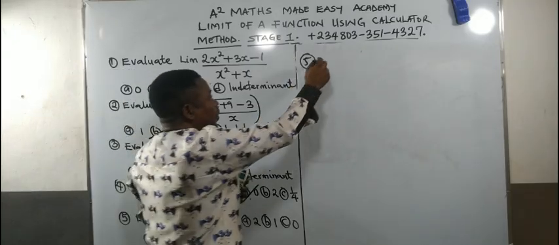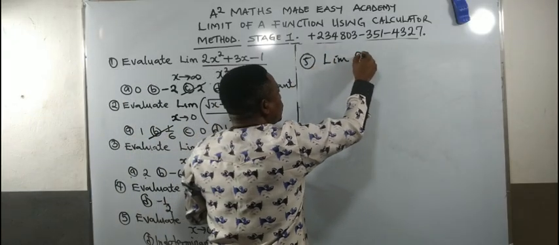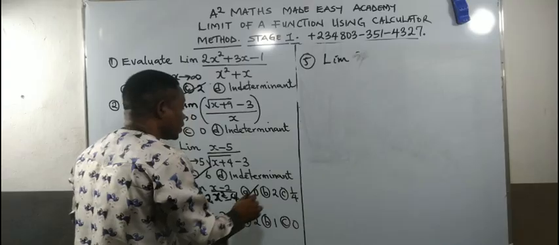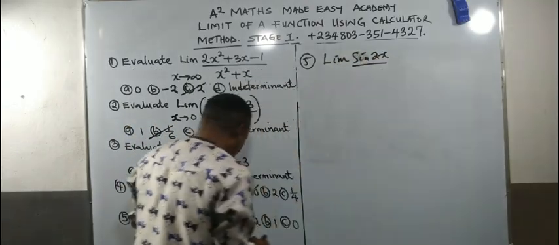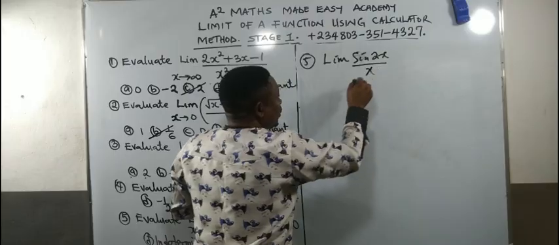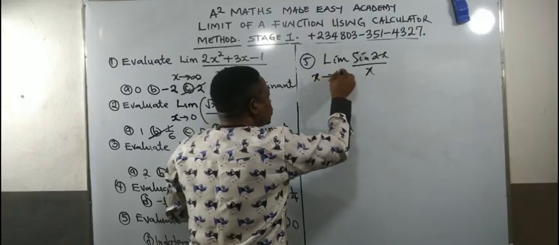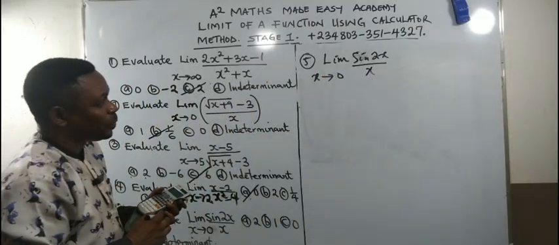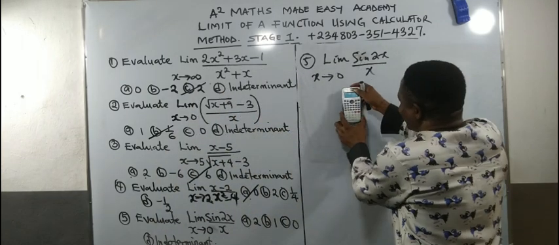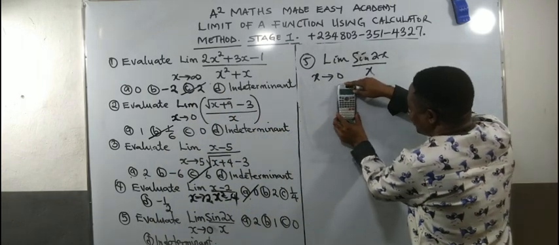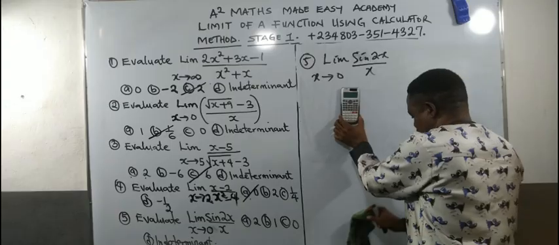Now let us write the question. Limit of sine 2x all over x, as x approaches 0. Are you with me now? Now what do you think that we do? Be careful, this is a very particular one. Now how do we achieve this? I want you to watch.